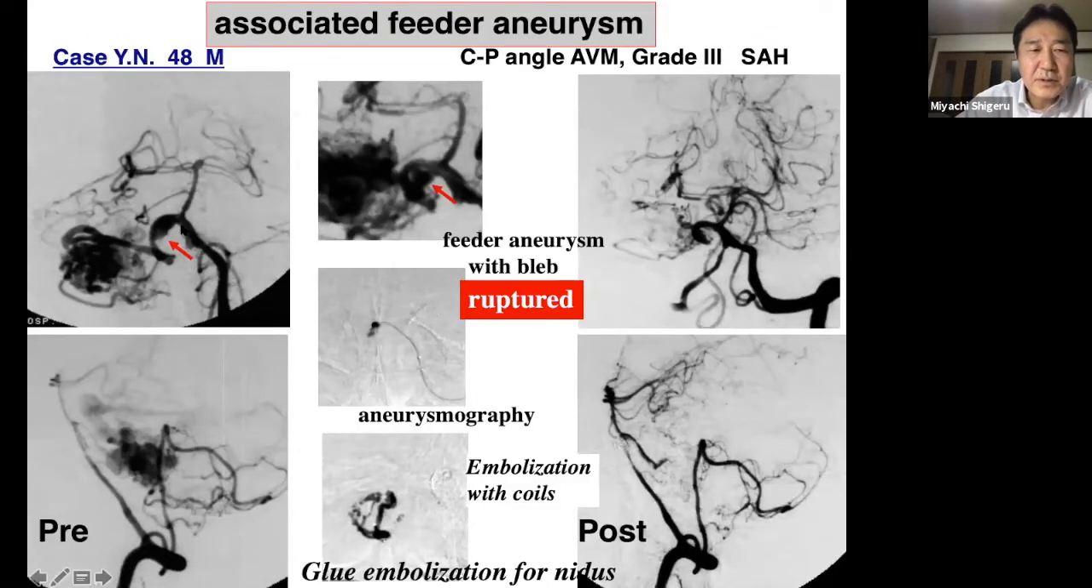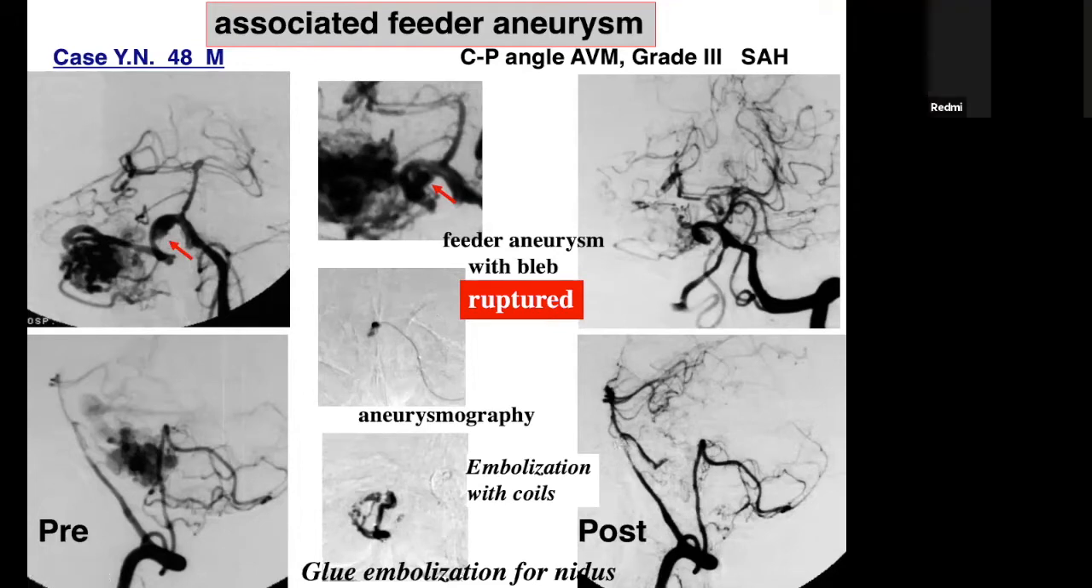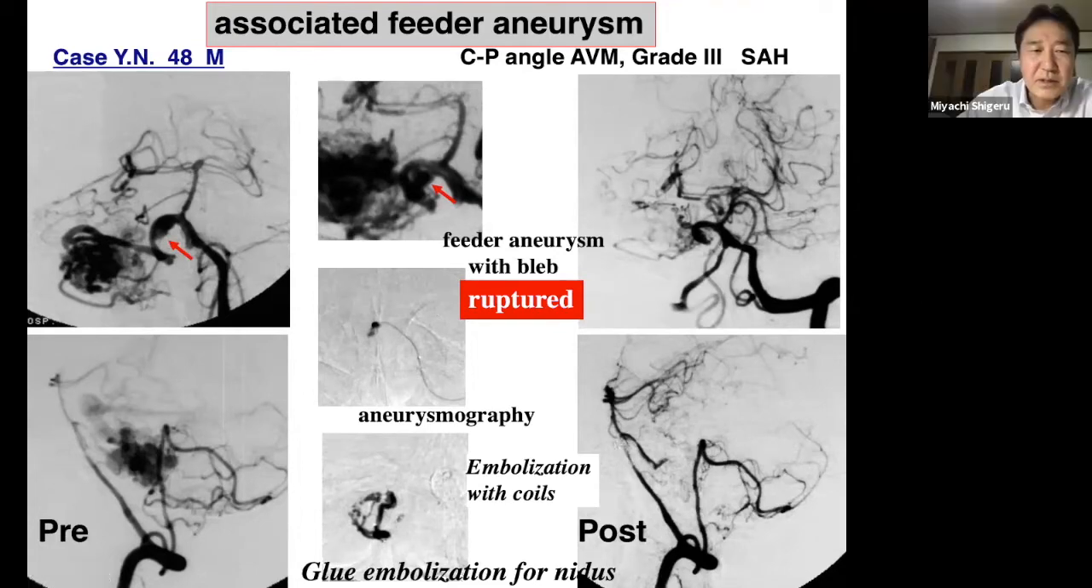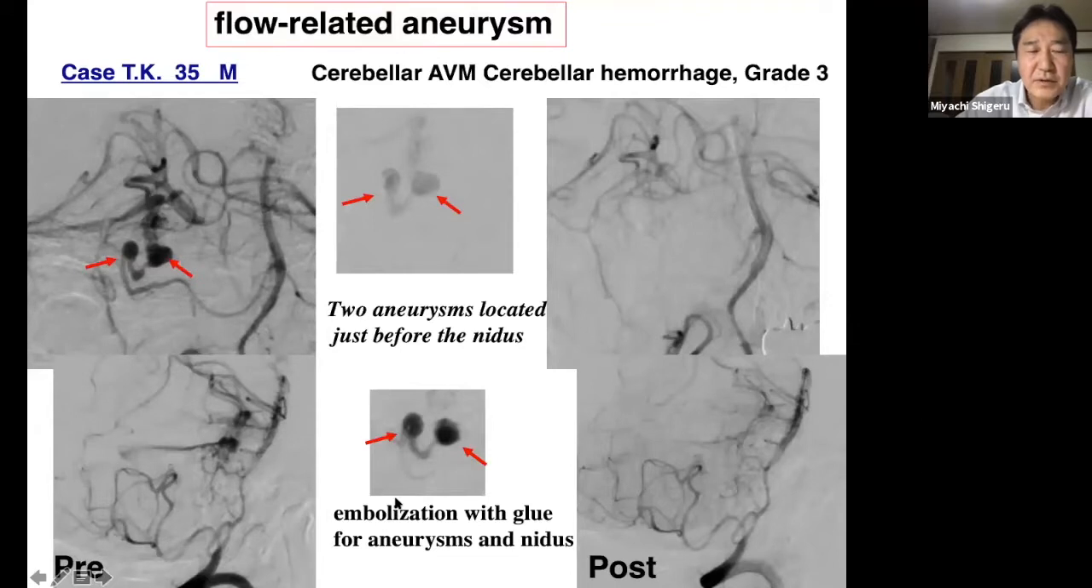For example, this is a proximal feeder aneurysm, and this patient has a subarachnoid hemorrhage, no intracerebellar hemorrhage. So I think this aneurysm is the source of the bleeding. We pack the coil here first, and then the nidus will be embolized. This is a flow-related aneurysm. We can observe it, but it is very close to the nidus, so we embolize this flow-related aneurysm together with the nidus. And this is after the embolization.